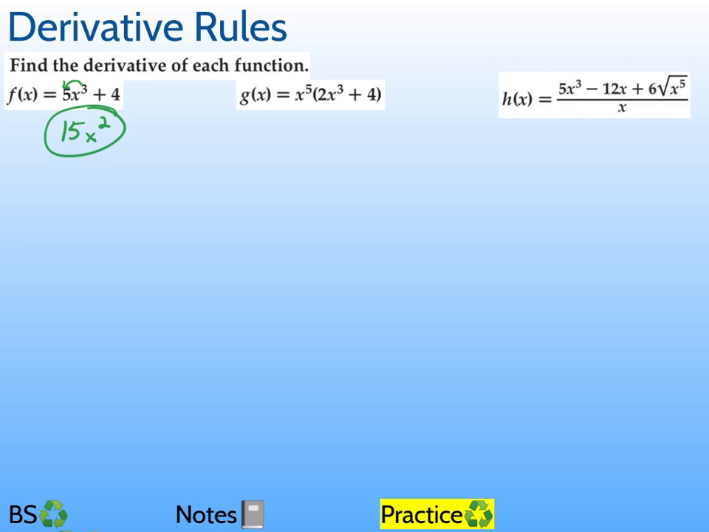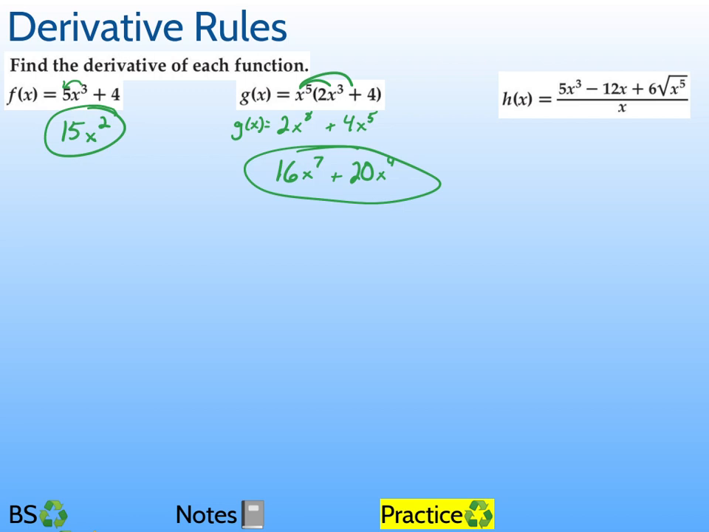Now, the easiest way to handle this g of x for now is to first distribute this x to the 5th. So, we'll end up with 2x to the 8th plus 4x to the 5th. And that's just g of x. So to take the derivative of g of x, it would be 16x to the 7th, because we do the 8 times the 2 and then drop it 1, plus 20x to the 4th. And there's your derivative.